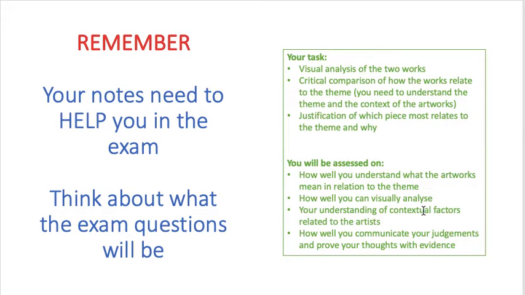So in the green box on this slide, I've highlighted what the task is and what you're going to be assessed on. So the task is to visually analyse the 2 works that you will have. That's why I've suggested maybe your bullet points might want to be the things that we need to do when we're visually analysing. It might be a list of all the things to remind you about composition, about tone, about scale, all of the things that you need to talk about.